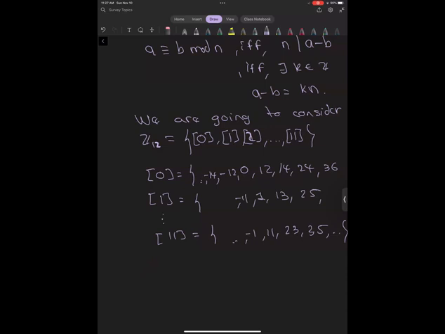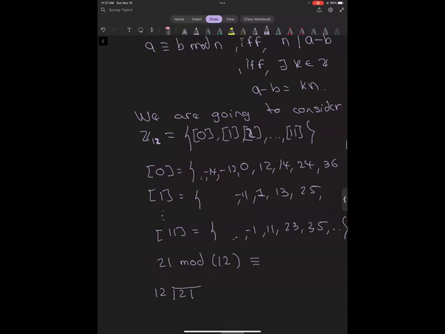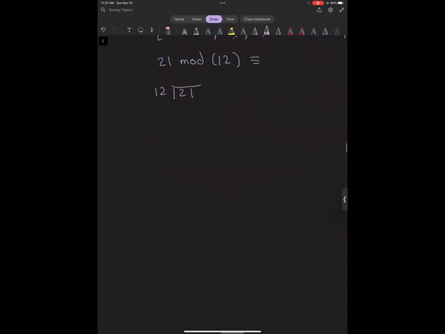Let's say 21. What is 21 modulo 12? Okay, this is congruent to what? So what we need to do is make the division, 21 divided by 12. I need to check, because in my country the way that we do the division is a little bit different. The notation is a little bit different.